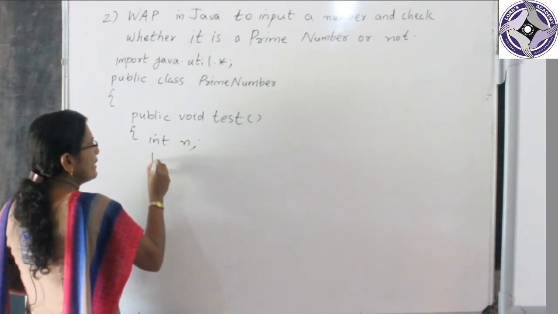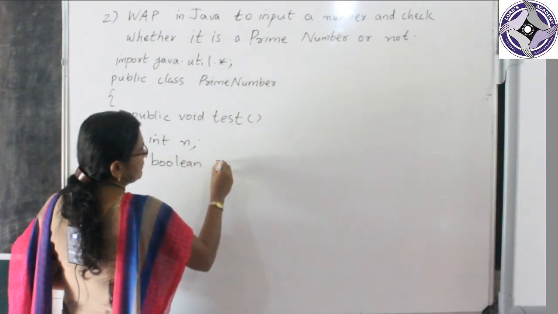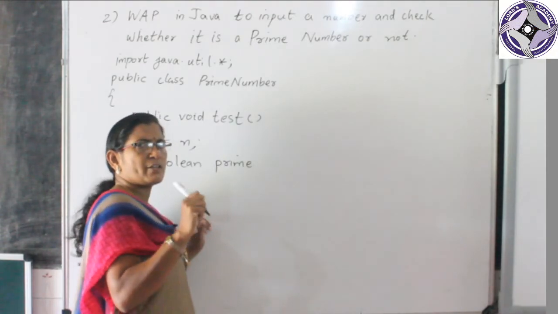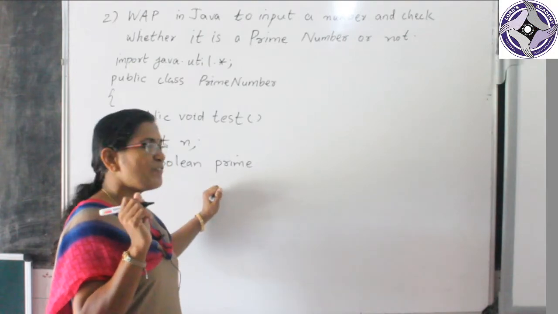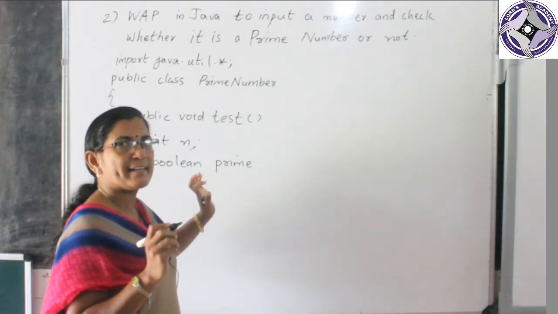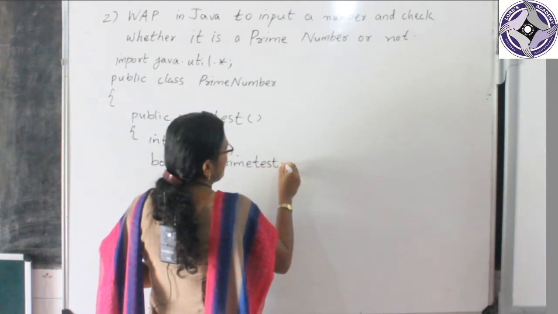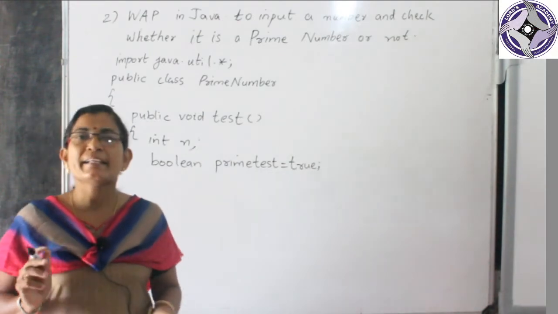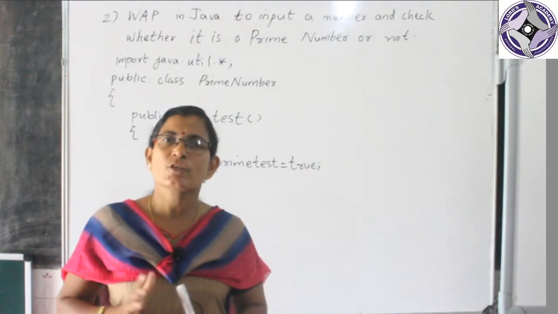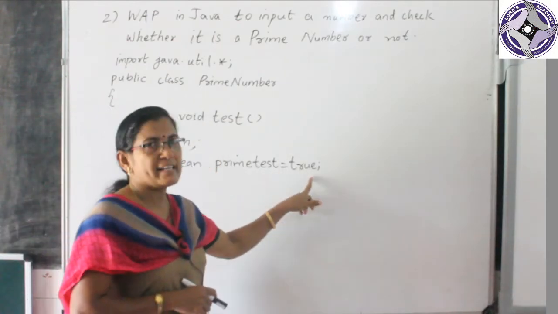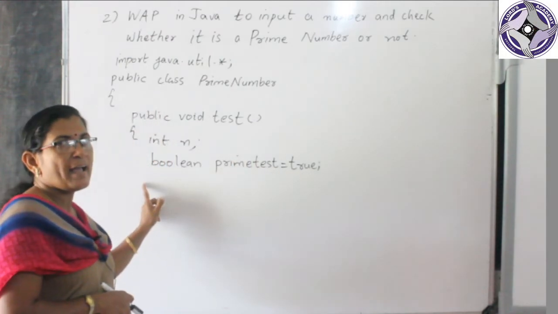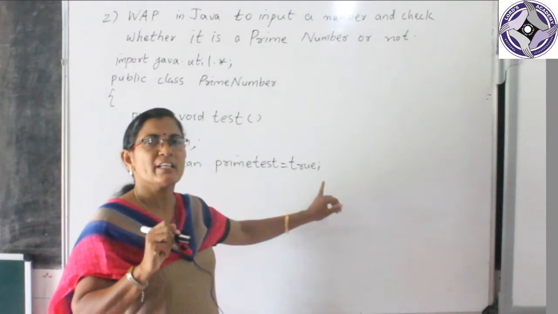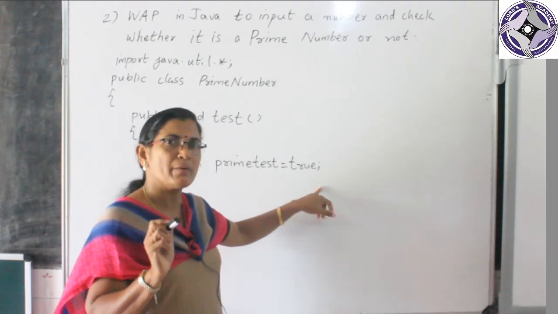So one more variable, a Boolean type variable, primeTest. I am using the same variable name as given in your textbook for your convenience. Otherwise, usually we use a variable with the name flag. Here in your textbook, the variable specified is primeTest, initially true. We assume that the entered number is a prime number, so we set primeTest as true. It's a Boolean variable. If we find that there are some factors for the entered number, then we will change primeTest to false, since the entered number is not a prime number.